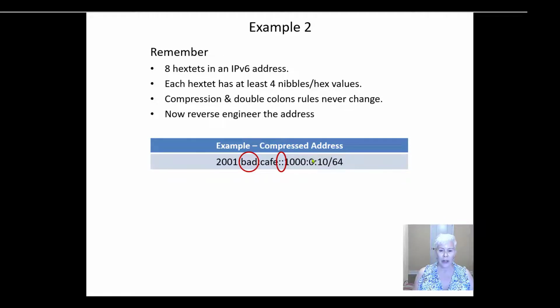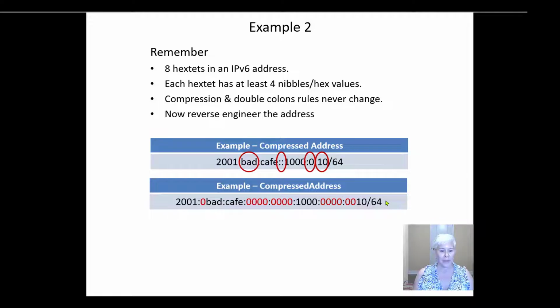Same thing goes here. I can see that the leading zeros have been removed, so I will reverse engineer that and add the 3 zeros back in. And my 1 0, I can see once again that my zeros have been removed, my leading zeros. I will reverse engineer those zeros back in.